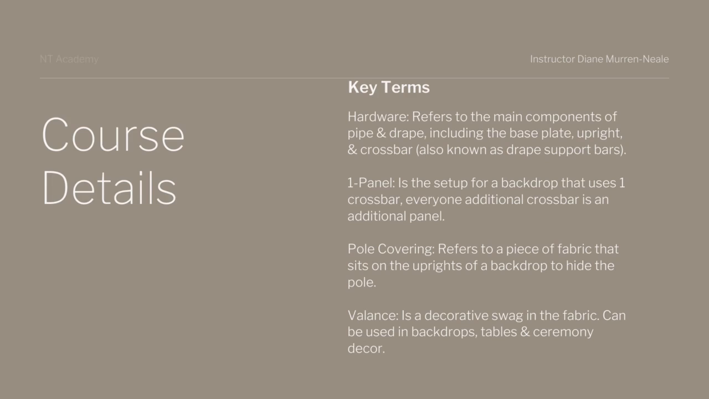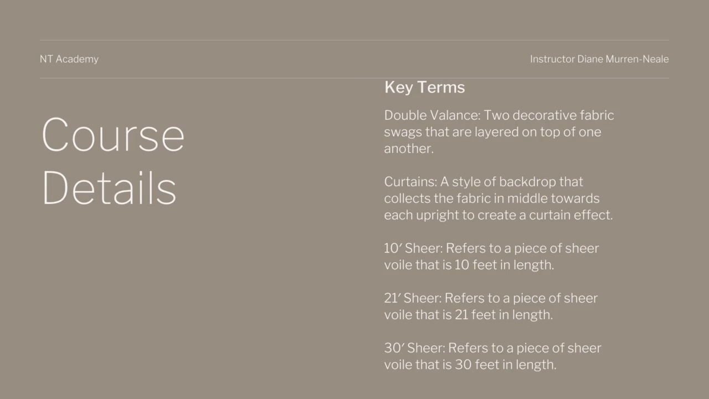Pole coverings. Pole coverings refer to a piece of fabric that sits on the upright of a backdrop to hide the pole. Valance. A valance is a decorative swag in the fabric, and it can be used in backdrops, tables, and ceremony decor. Double valance. These are two decorative fabric swags that are layered curtains, a style of backdrop that collects the fabric in the middle towards each upright to create a certain style.